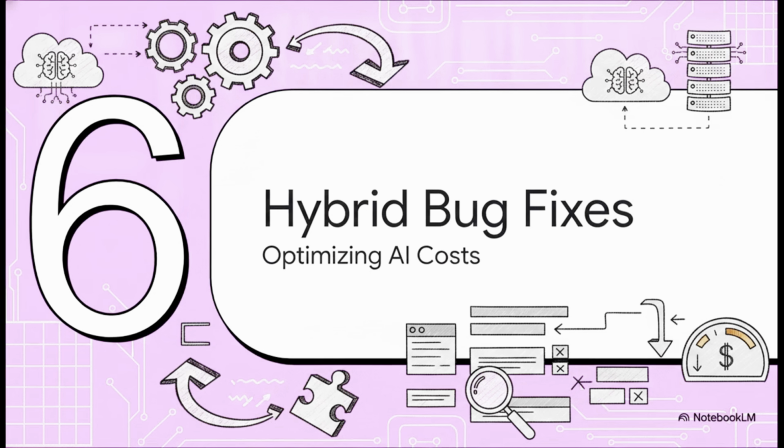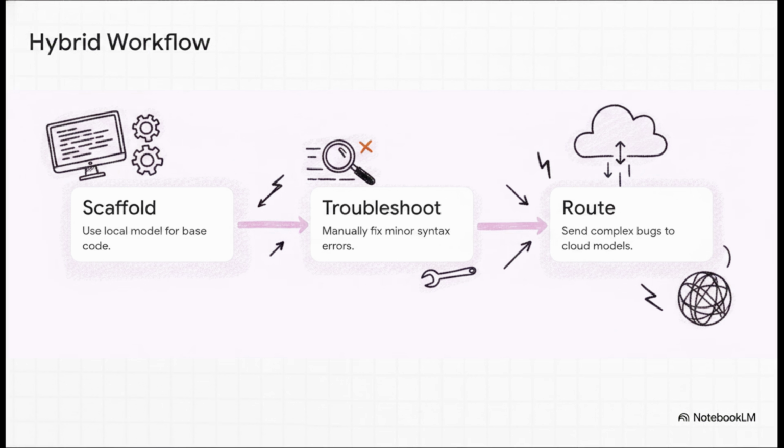Finally, Section 6, Hybrid AI for Bug Fixes. Let's look at an optimized strategy for real-world enterprise development. Moving forward, routing different tasks to different models is the ultimate efficiency hack. We call this the hybrid workflow.